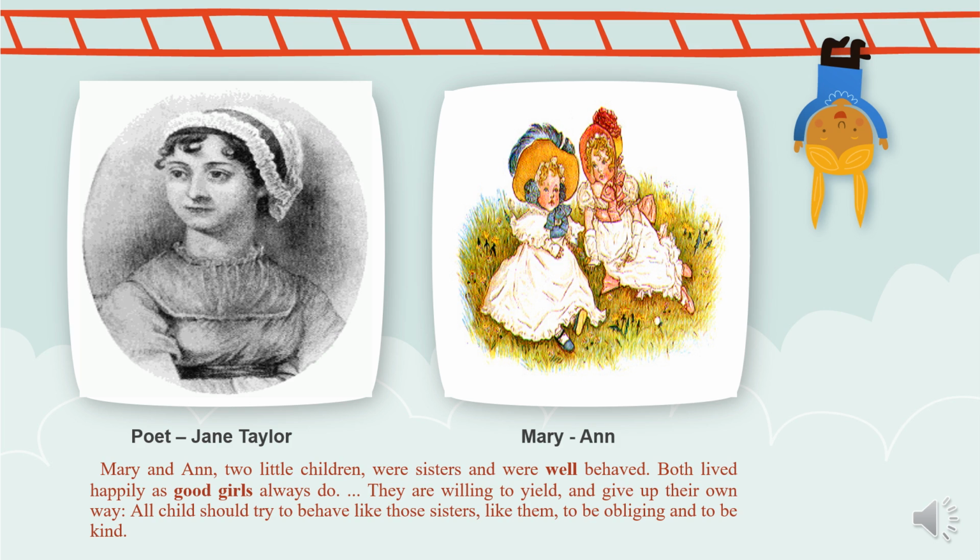Now let's read. Mary and Anne, two little children, were sisters and were well behaved. Both lived happily as good girls always do. They are willing to yield and give up their own way. All children should try to behave like those sisters, like them, to be obliging and to be kind.